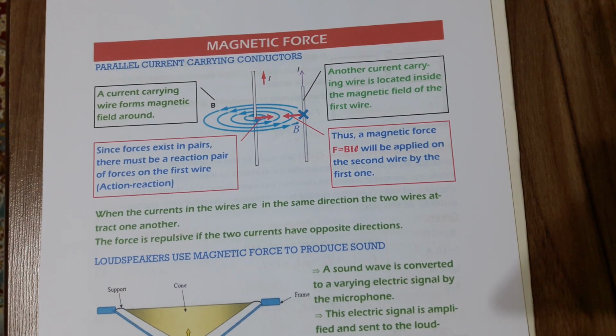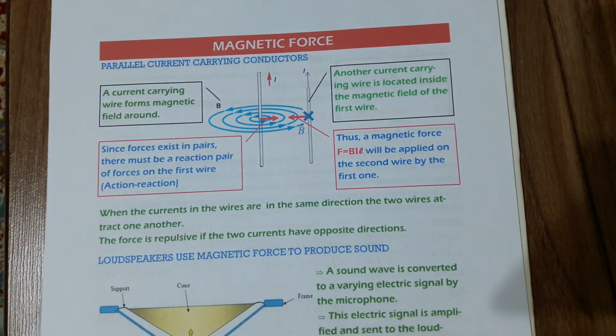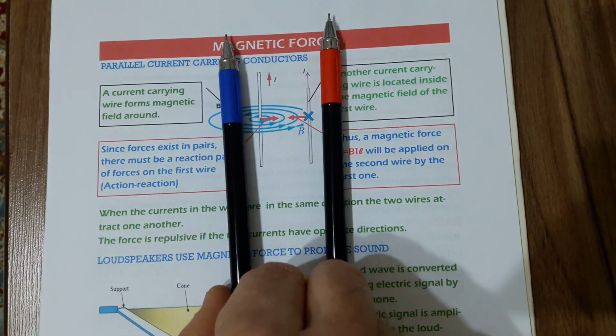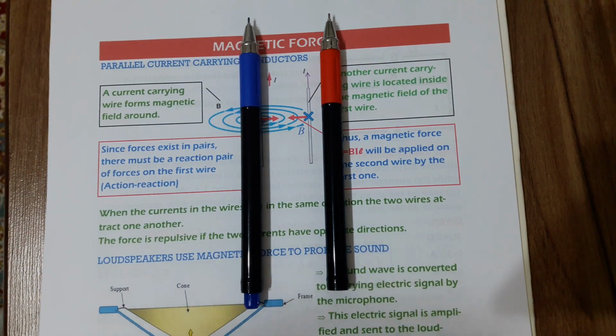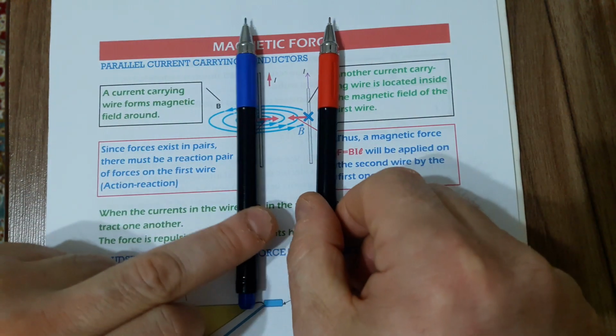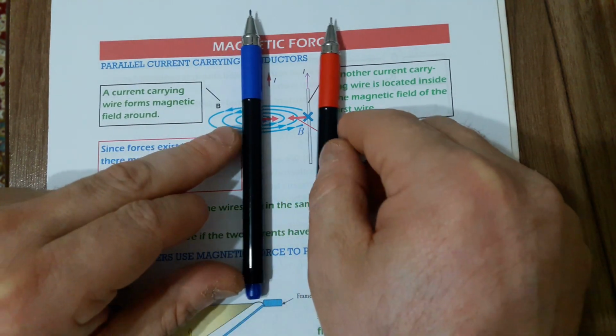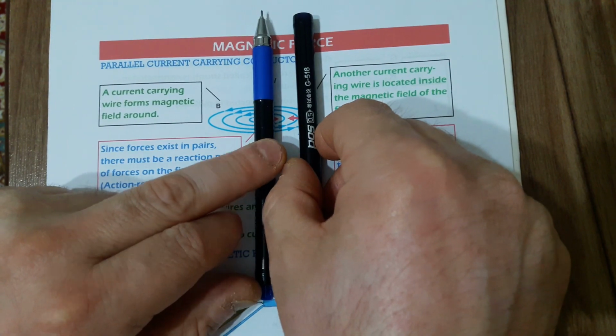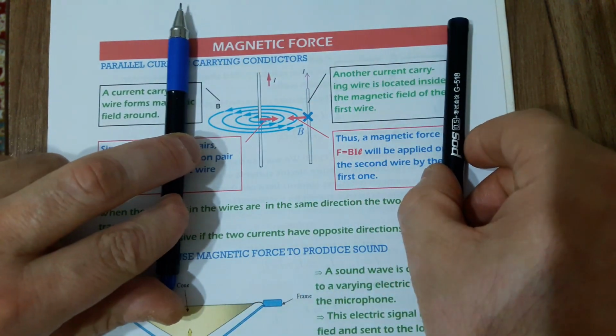So the next title is the magnetic force acting on parallel current carrying conductors. Now assume that there are two conductors which carry electric current in the same direction. If they carry current in the same direction, these two conductors will attract each other. But if they carry electric current in opposite directions, they will repel each other.